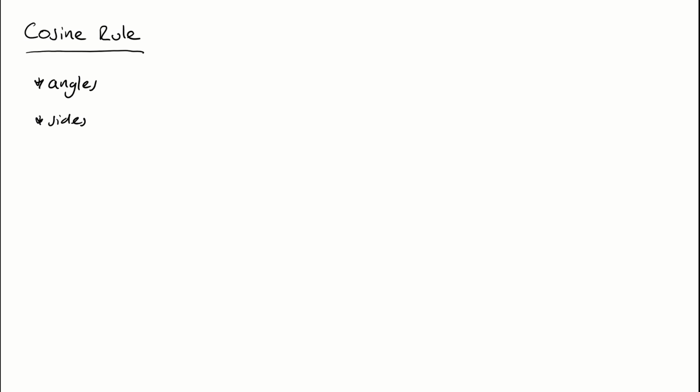Now, the rule for the cosine rule, and it can be a little bit scary, says that a squared is equal to b squared plus c squared minus 2 times bc times the cosine of A. Now that looks rather daunting, but when we break it down, I find that if you just think about it visually, it can be a little bit easier.